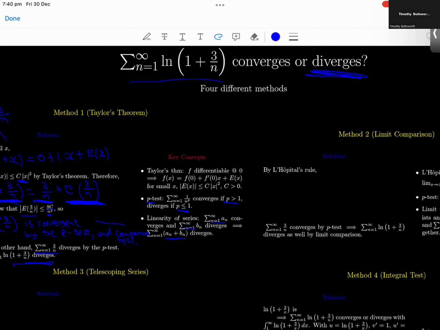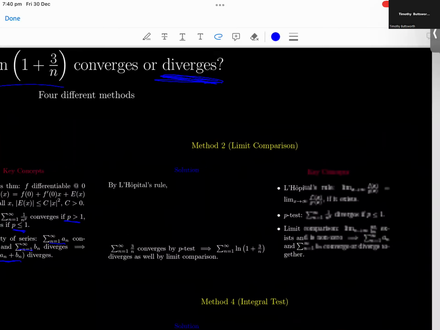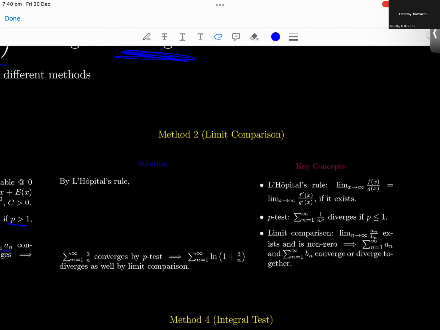All right, so that was the first method I wanted to go through with you. There are 3 other methods I want to go through with you. And as we go through these methods, hopefully we'll find that no matter what method we use, we should still get a divergent sum. Let's have a look at the next method.